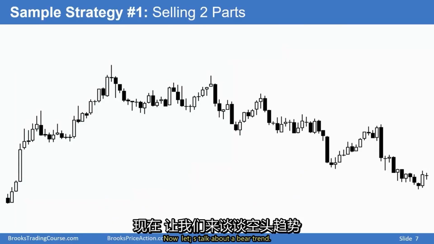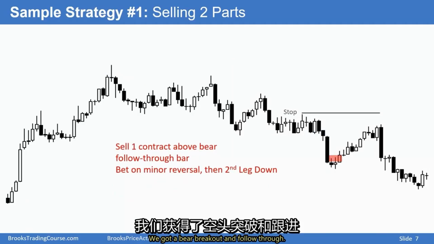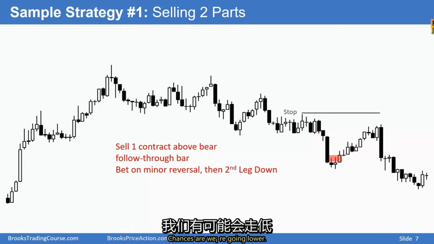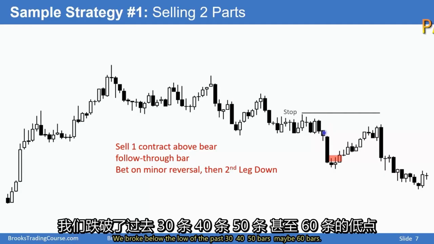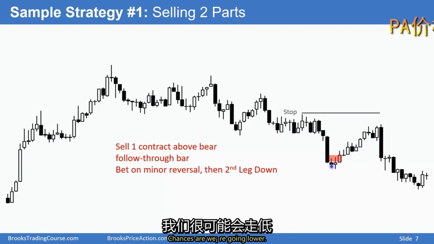Now, let's talk about a bear trend. We've been trading down for 30 bars, 40 bars. We got a bear breakout and follow through. Chances are we're going lower. We broke below the low of the past 30, 40, 50 bars, maybe 60 bars. And we have a bear follow-through bar. Chances are we're going lower.